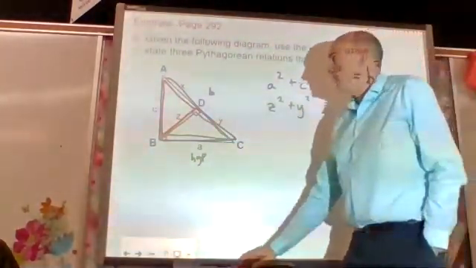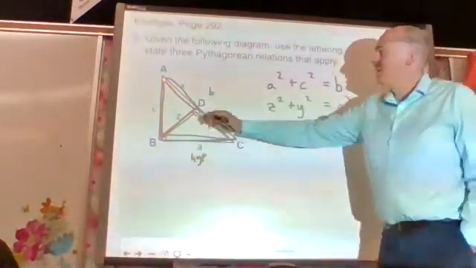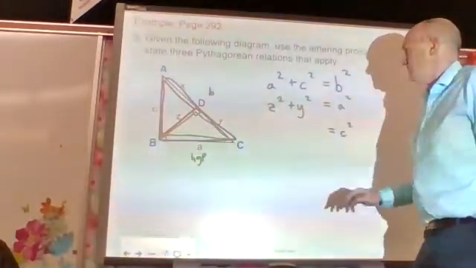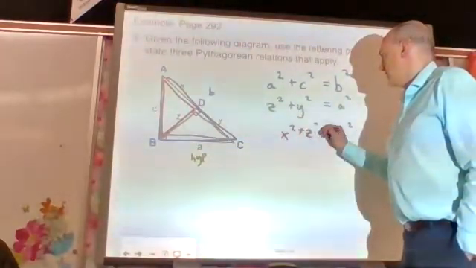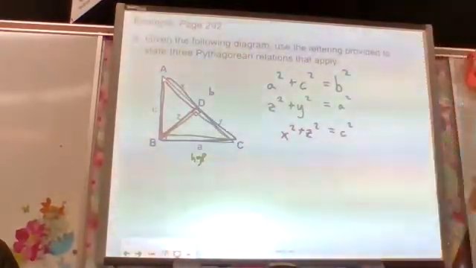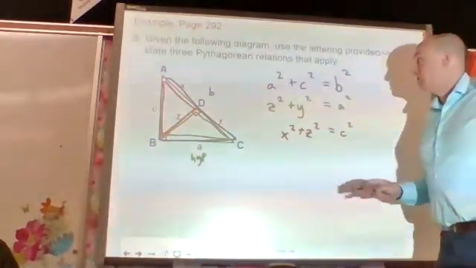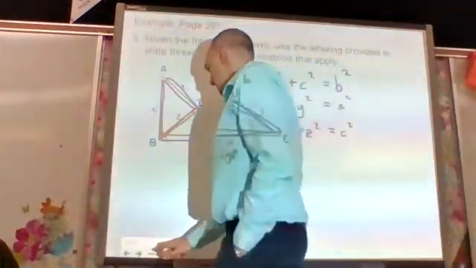And finally, with our red triangle, we have c, x and z as our side lengths. c in this case is our hypotenuse, so it goes by itself on one side. And we get x squared plus z squared equals c squared. And that's three Pythagorean relations. A Pythagorean relationship is just this formula. Okay, next.